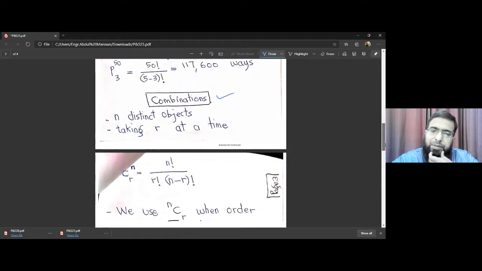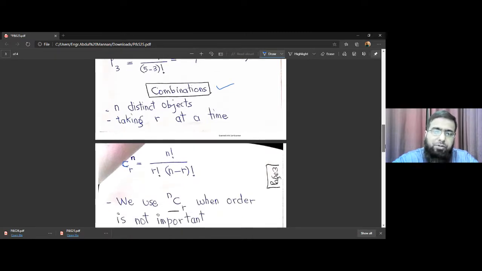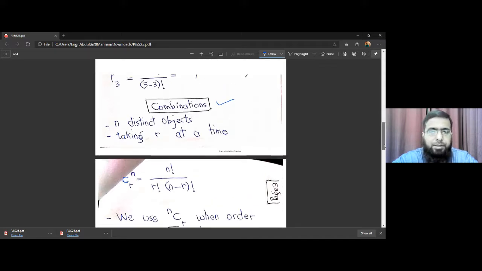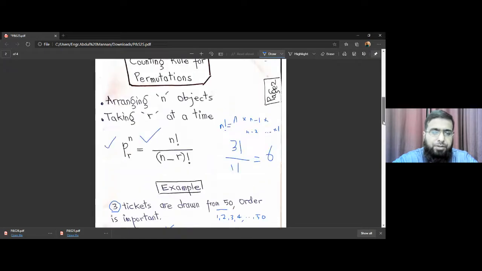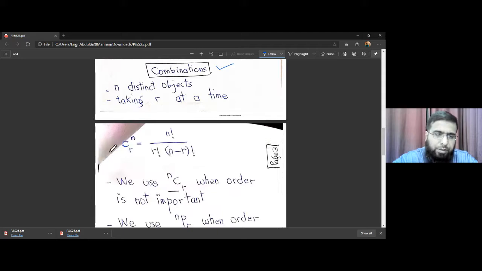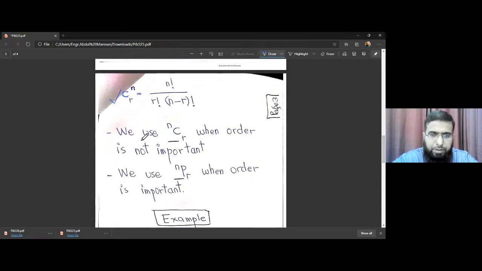Then we use another simple formula that can be thought of as the sister of the permutations formula we have just studied. We call it nCr. nCr is the sister of nPr, permutations. We use nPr when the order is important. We use nCr when the order isn't important, when AB is the same as BA. I have also mentioned it here.